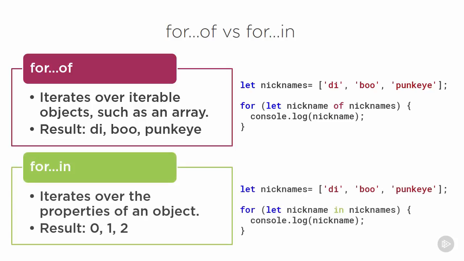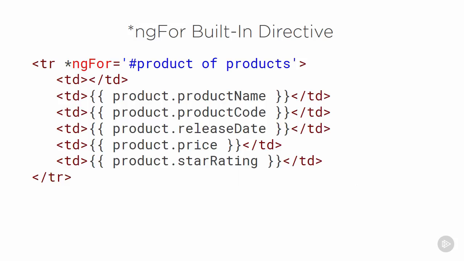The for in loop iterates over the properties of an object. When working with an array, such as this example, the array indexes are enumerable properties with integer names and are otherwise identical to general object properties. So we see each array index logged to the console. To help remember the difference, think of in as iterating the index. Since the ngFor directive iterates over iterable objects, not their properties, Angular selected to use the of keyword in the ngFor expression.